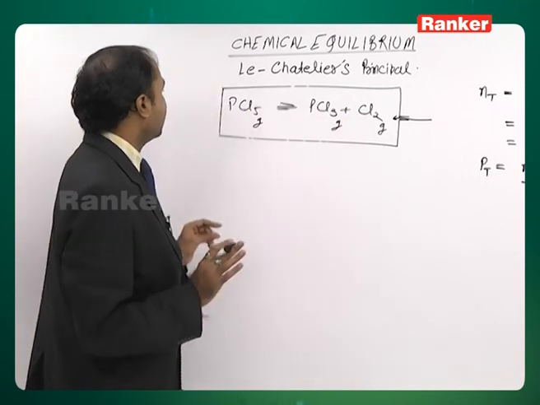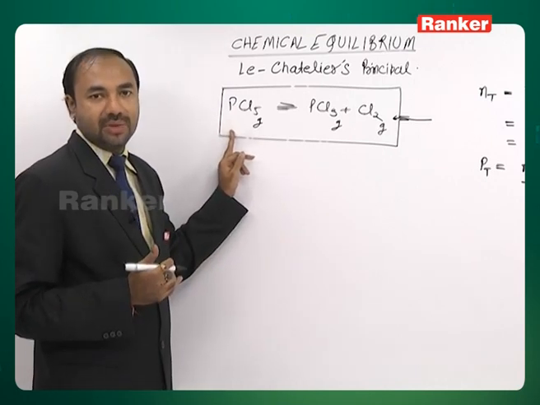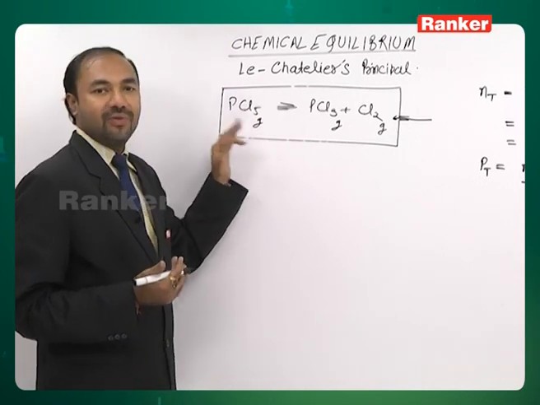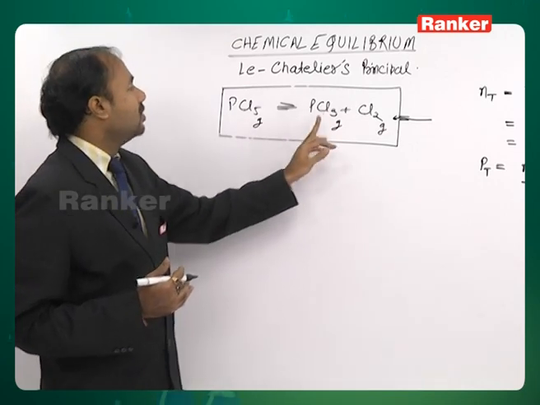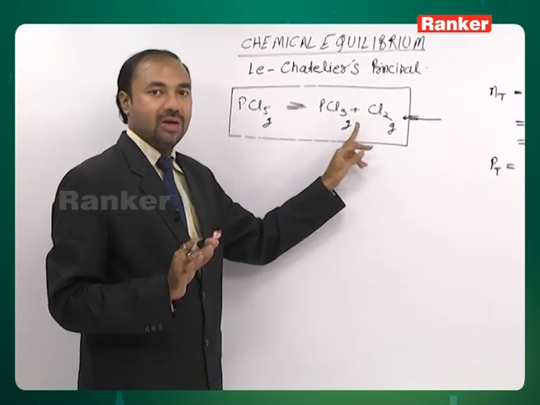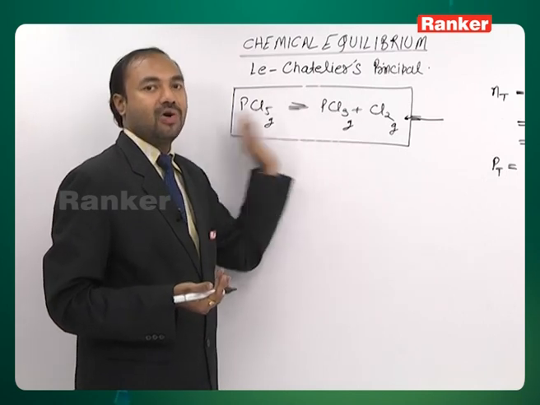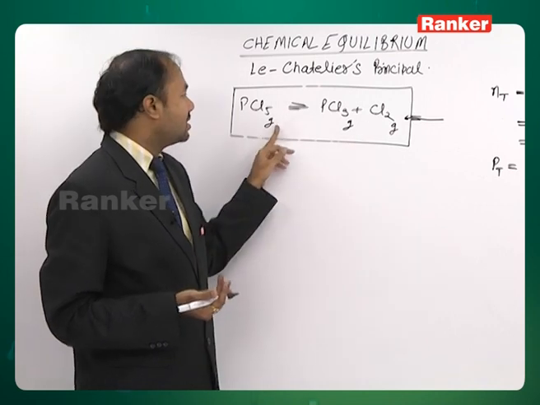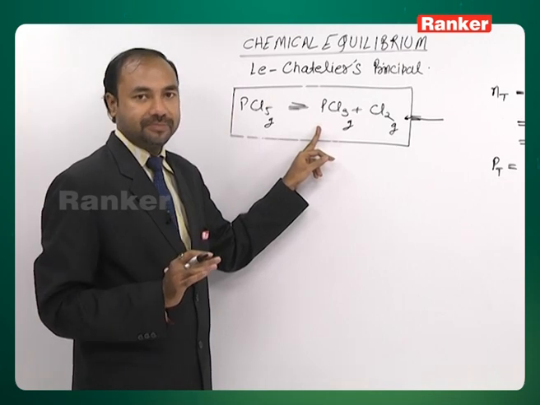In simple words, if you increase moles of reactants, the equilibrium goes in the forward direction. If you decrease moles of reactants, the equilibrium shifts in the backward direction. If you increase moles of products, the equilibrium goes backward. If you decrease moles, the equilibrium goes forward. Right? This is how things happen here. This is the effect of change in concentration.